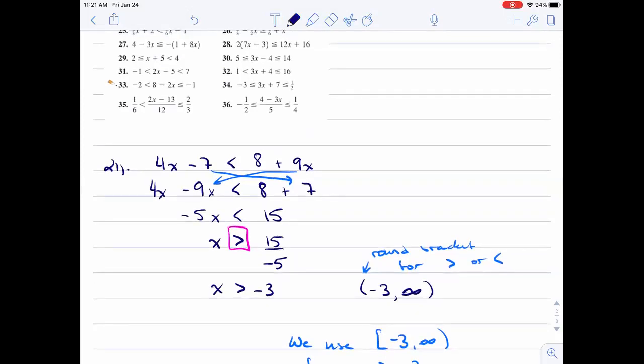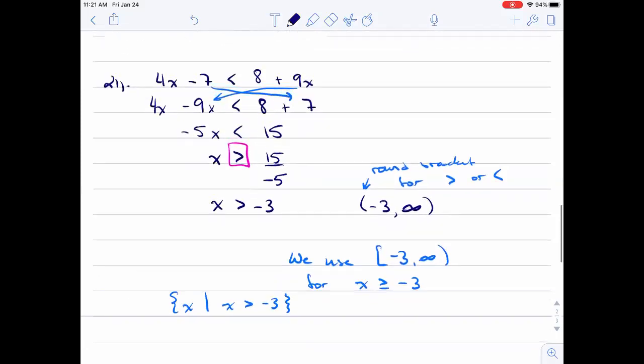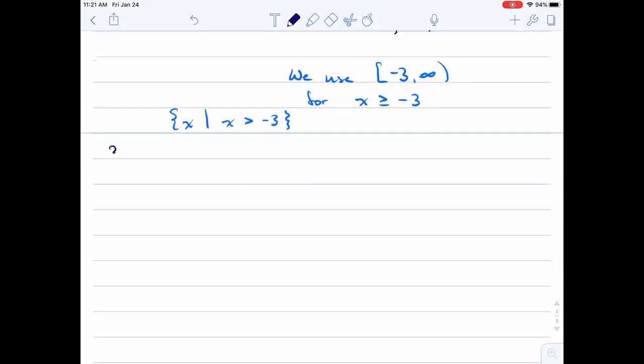Should we do 36 maybe? 36 is pretty big. Fractions. Two inequalities. Let's see if I can copy it here. Negative 1/2 less than or equal to 4 minus 3x over 5 less than or equal to 1/4.